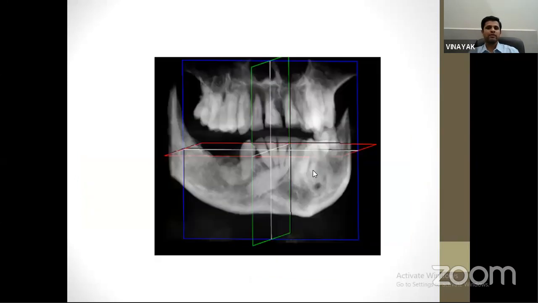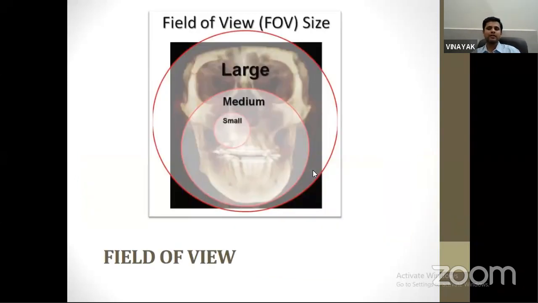So this is how we can see the scan. There are 3 types of views. One is the sections: axial, coronal, sagittal. Then there are reconstructed views: OPG, that is the panoramic view. Then you have multiplanar reformation, implant view, and you have your 3D views, right?